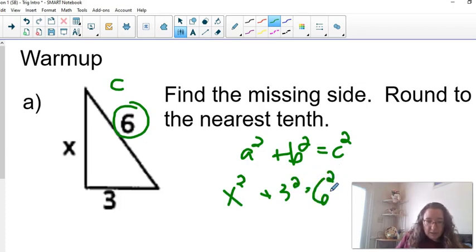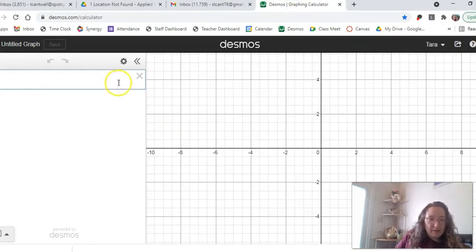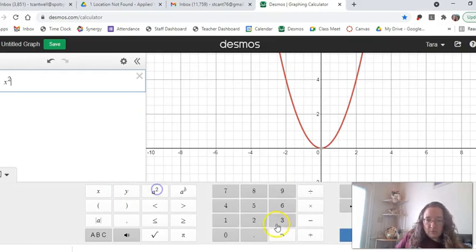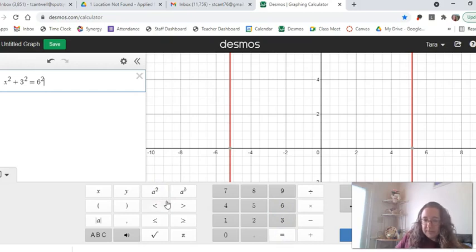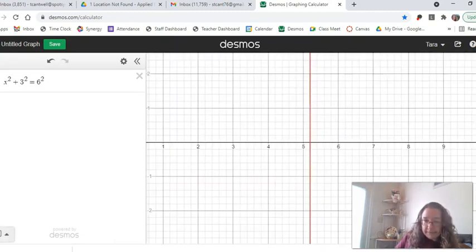Now, I'm testing something out. Let me see if I can get Desmos to pull up. There we go. And let's just type that in there. Let's see what happens. We put x squared plus 3 squared equals 6 squared. Now we're going to get two answers. We're only interested in the positive one because the side of a triangle can't be negative. So we're just going to zoom in on that.